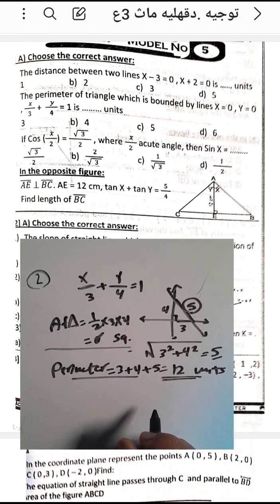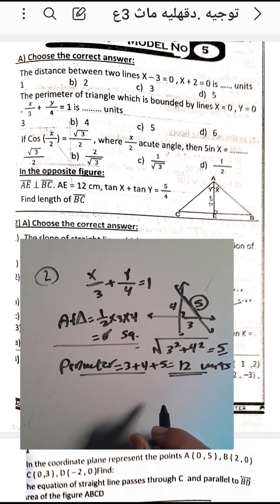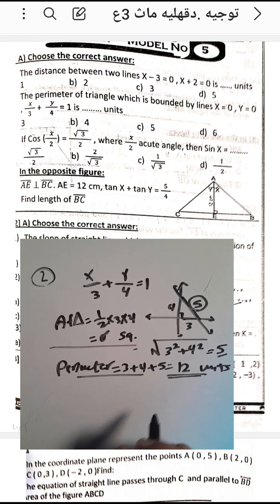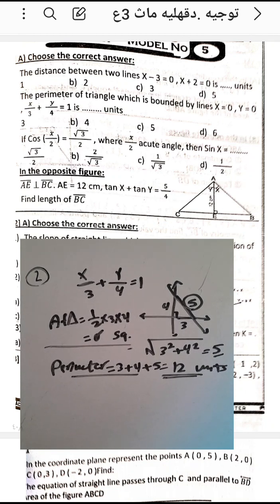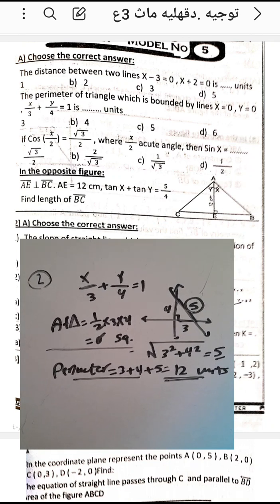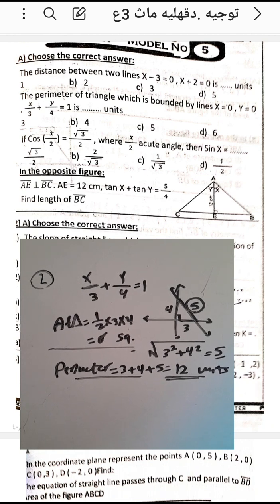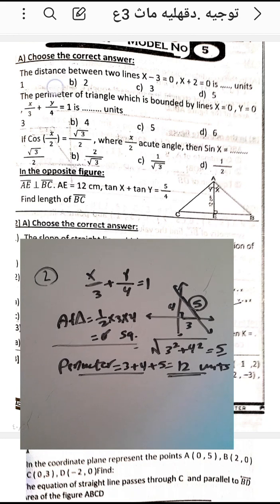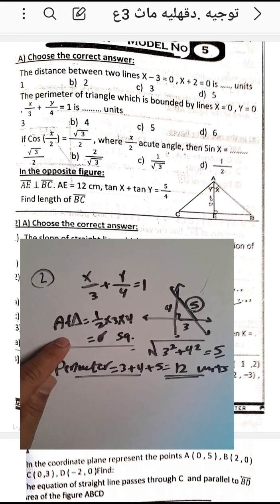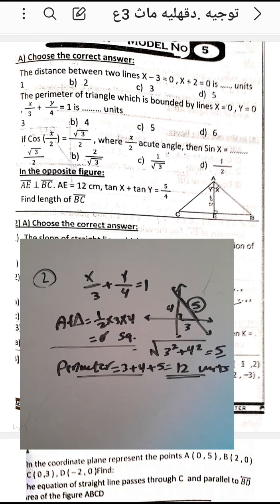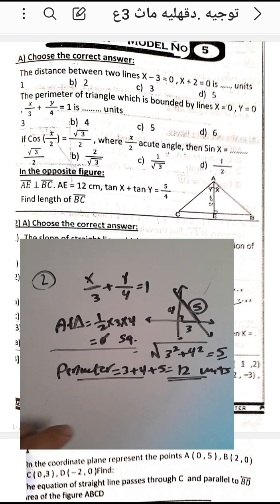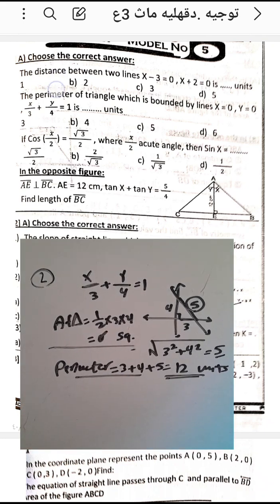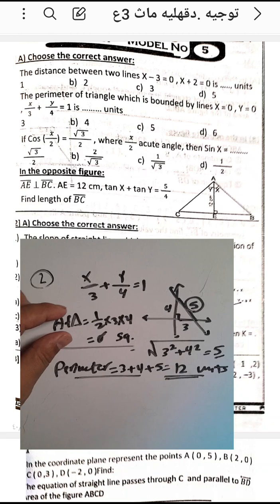You want to find the perimeter, the sum of all sides. But if you want to find the area, it will be 6. Understood? We don't have 12 in the choices, but we have 6. So we must cancel the word perimeter and write area. The area of the triangle will be 6.